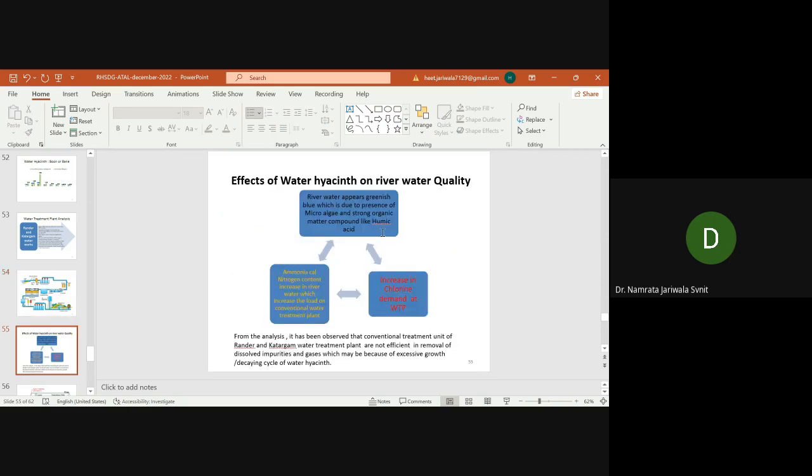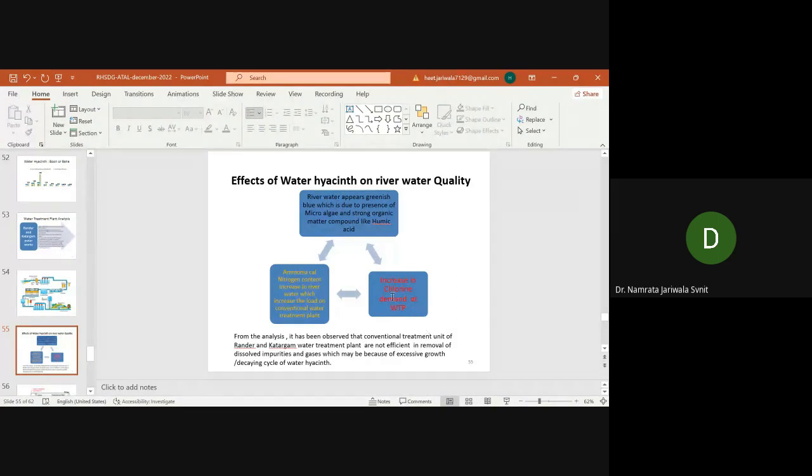Now this problem, and at the same time, whenever there is a decay of the wastewater and the water hyacinth, it develops specific types of chemicals like humic acid and fulvic acid. And because of this ammoniacal nitrogen and humic acid, what is ultimately happening is that in all our water treatment plants, we have a disinfection system.